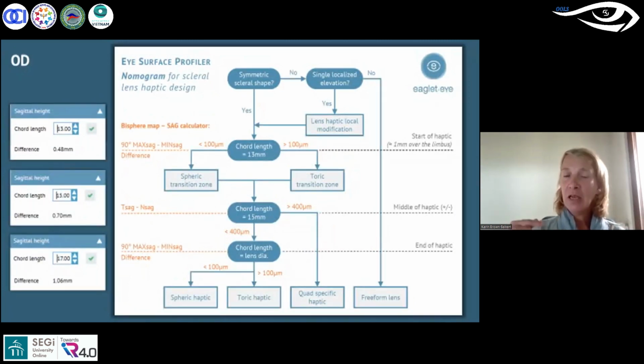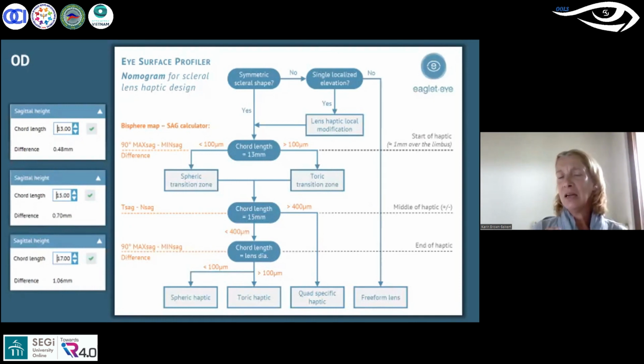So you need to start thinking of what lens you want to fit to best help the patient. From there, you can then check what's going on at a chord length of 15. So we're looking at the T-sag and sag. If it's over 400 microns, you need something like a quad-specific. If not, you can probably go for the toric haptic or a spheric haptic, depending on what's going on at that chord length of 13 that you looked at earlier.